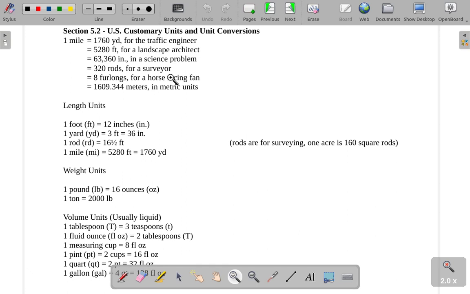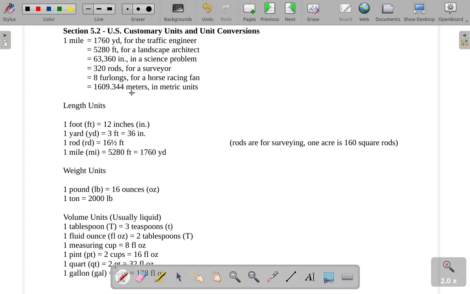The U.S. system of measurements has all sorts of different measurements in it. All sorts of different conversions are required in order to deal with things. For instance, a number of miles can be converted to yards. It's 1,760 yards. It can be converted to feet. It's 5,280 feet. It's 63,360 inches. 320 rods. 8 furlongs.